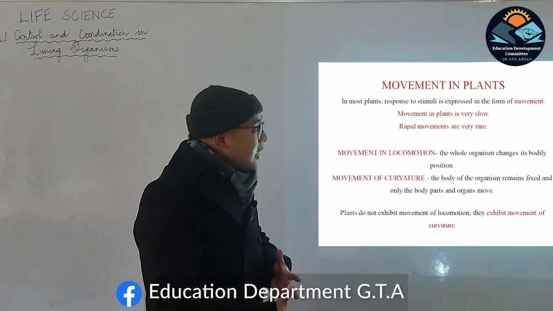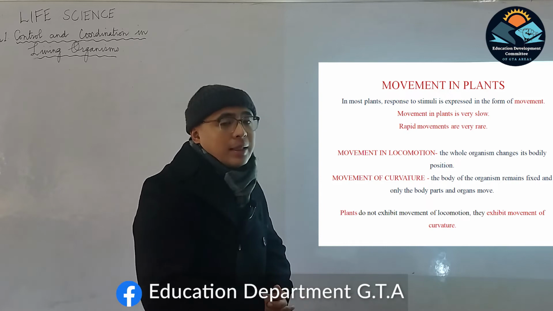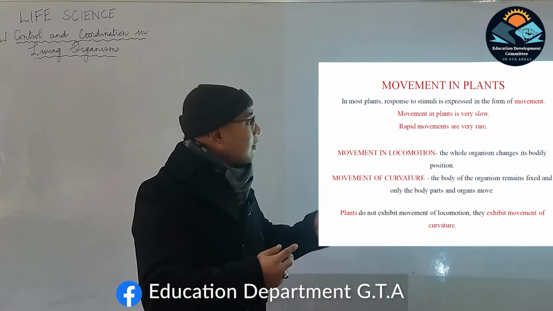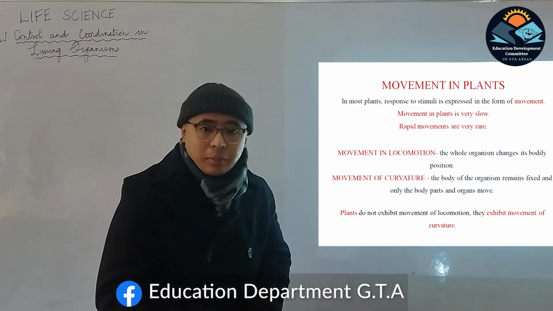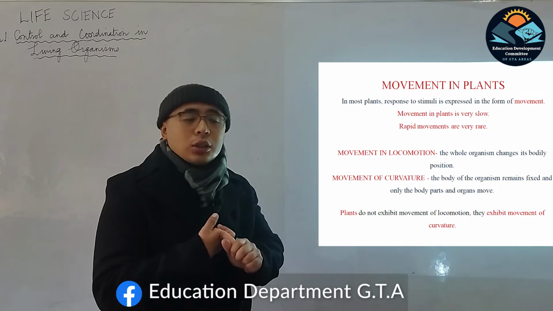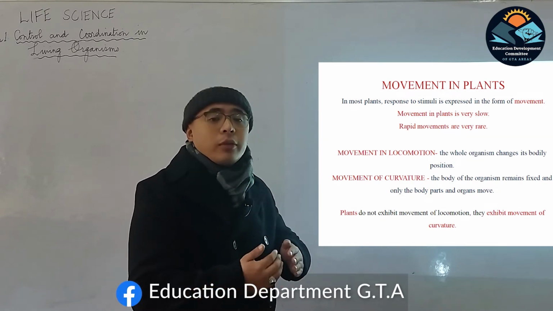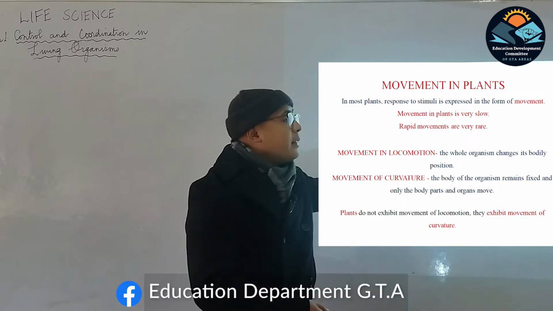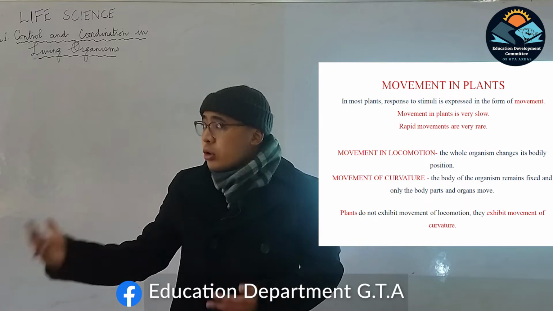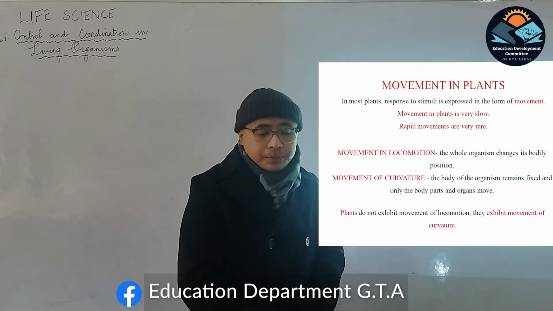However, the movement in plants is very slow and rapid movements are very, very rare. We saw two instances earlier where rapid movements were exhibited by the plants, which were Mimosa pudica and Desmodium. These were the two plants that we discussed earlier that show a response in the form of rapid movement, and they are very, very rare. Only a few plants can exhibit rapid movements. However, in most plants generally, the movement is very, very slow.